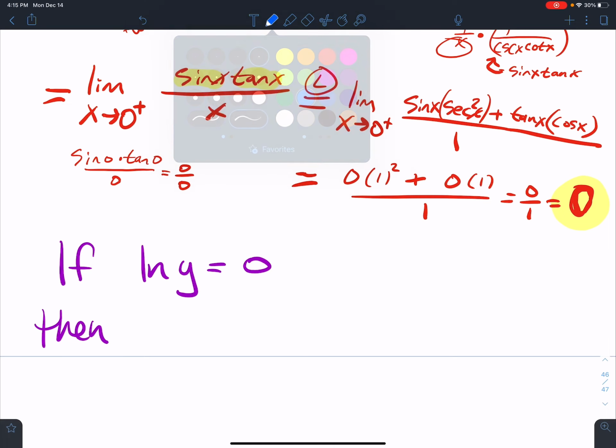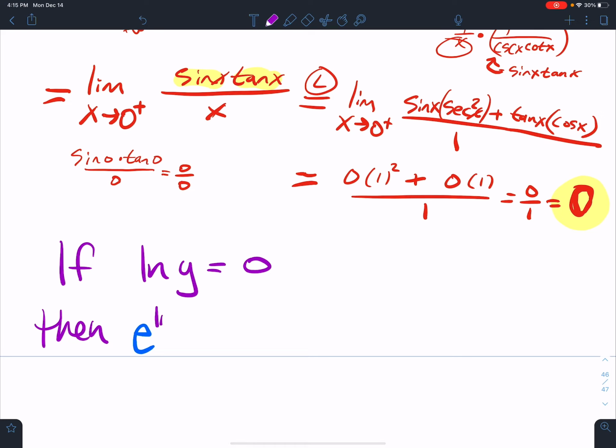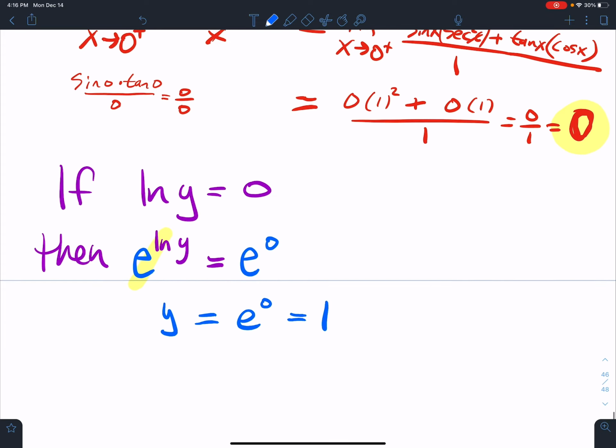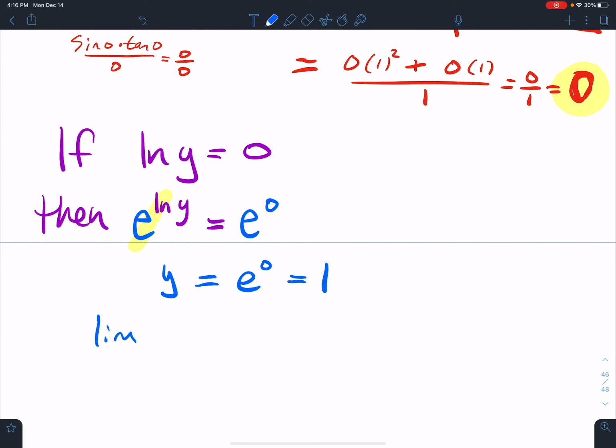To get back to the answer, I got to do e to the ln y equals e to the 0. Why did I do the e's? Because remember, e and ln are the inverse of each other. So now that tells me y is equal to e to the 0, which is 1. So what does that say? Well, y is the limit as x goes to 0 from the right of x to the sine x, which is equal to 1 now.